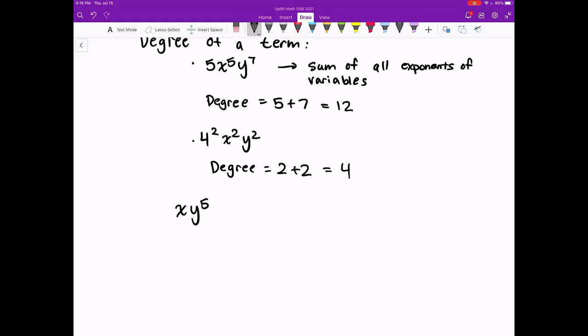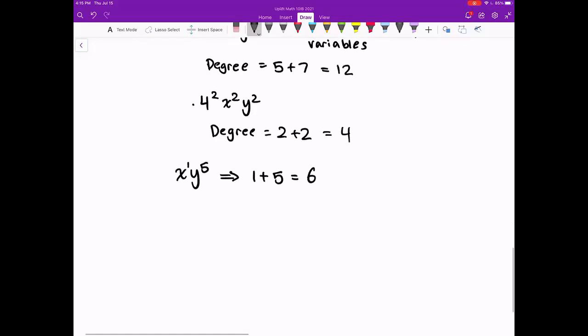That is 6, because remember, the x technically has a power of 1, because if it had a power of 0, then it would just be 1. Yeah. What about x to the power of -1 times y to the power of 5?